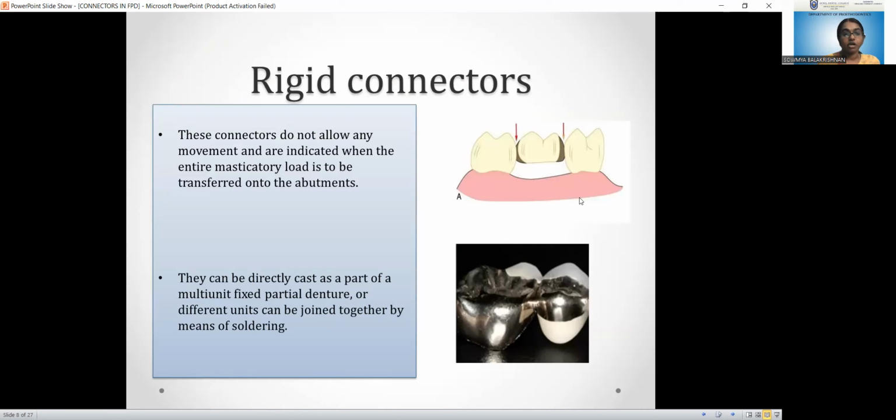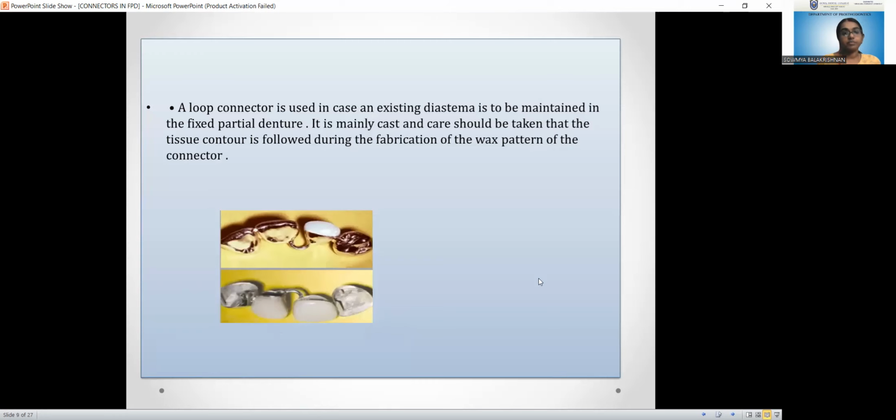Either it can be soldered or it is cast as a single piece as a part of the FPD. So this is the type of rigid connector. Example, this type of connection is the rigid connection. Another type is the loop connector. That is when the patient has a diastema and never wants to close that existing diastema, it is to be maintained. Then the only option is a loop connector.